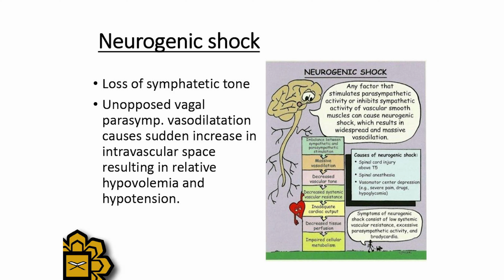So there will be hypotension, unopposed vagal parasympathetic, there will be vasodilatation, and then cause hypovolemia and hypotension. So the patient also will be bradycardic. So that's why you will see some of the patients, when they are admitted to the casualty, in the state of hypotension and bradycardia.